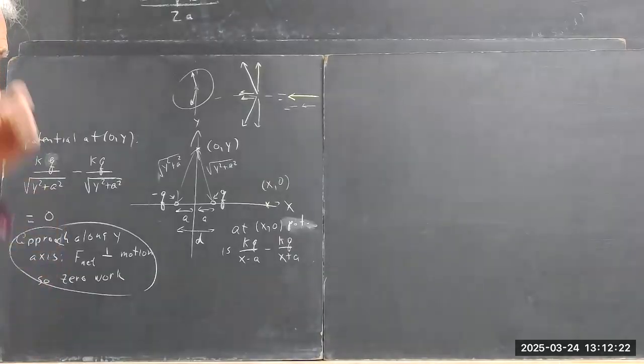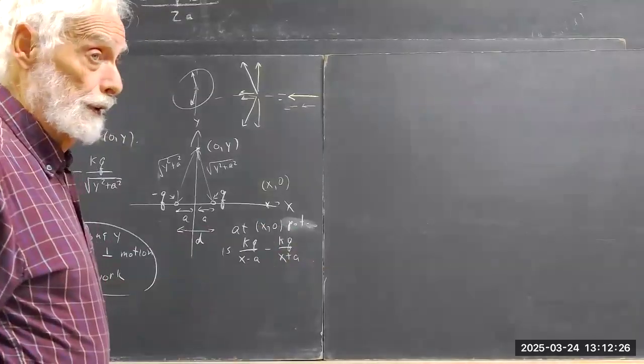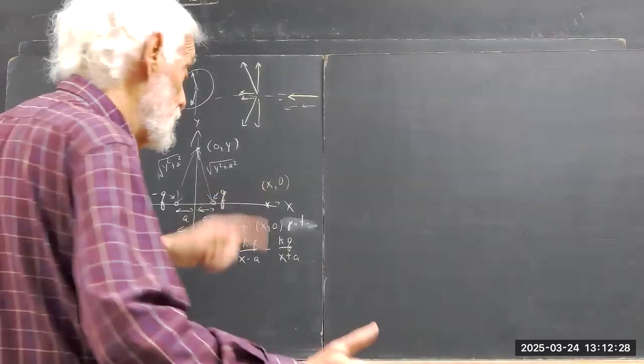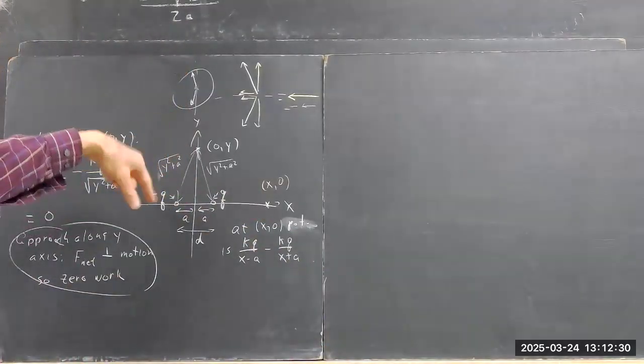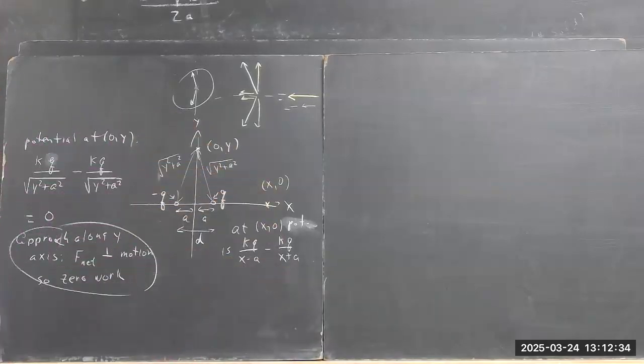K cubed over x minus a minus k cubed over x plus a. Now we did the algebra last time, excuse me, and I screwed this one up. I've got the wrong expression here. So I've got a question. Let me pause for a second and see if I can enlighten one of us, myself or whoever's watching.